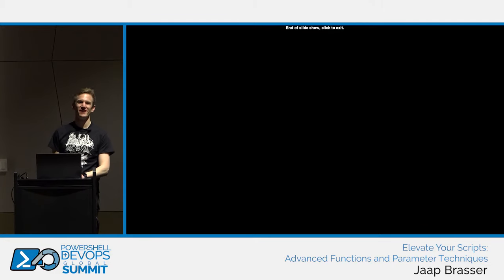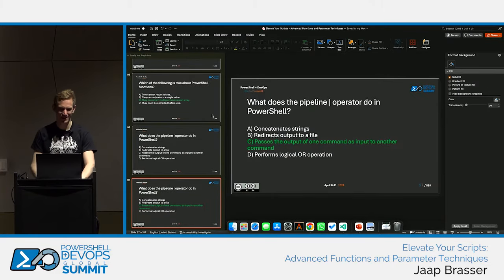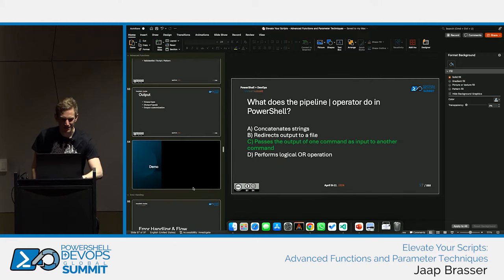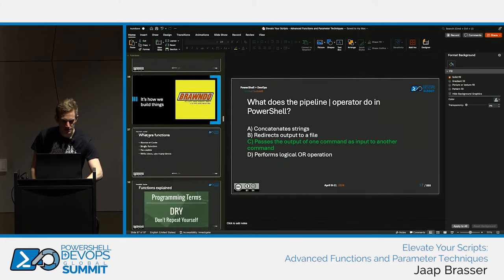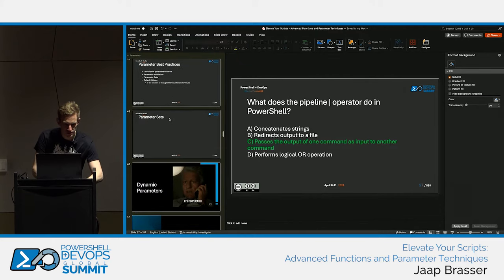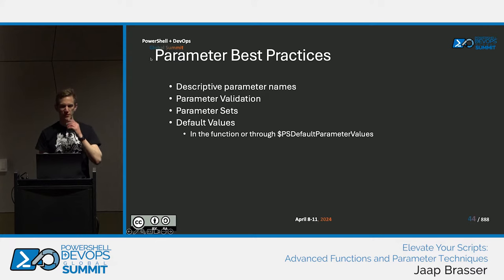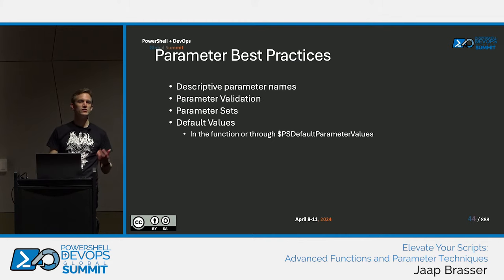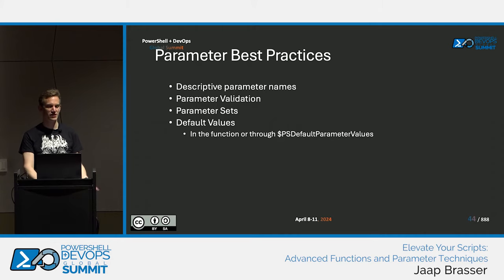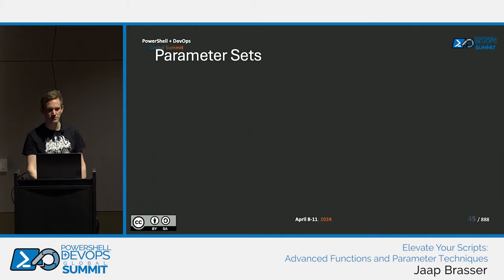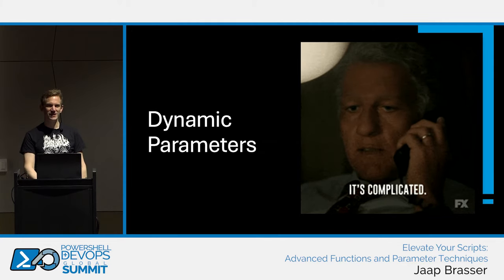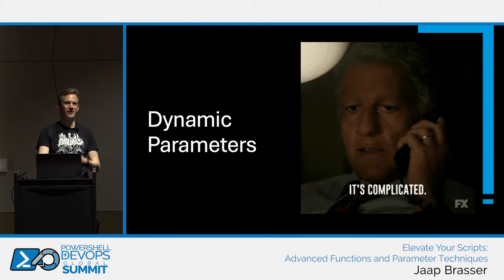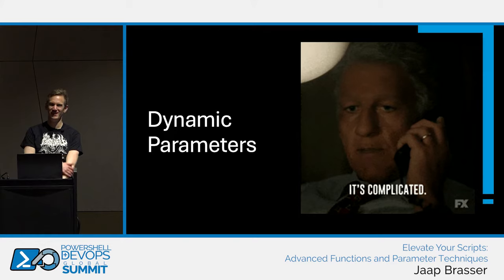Well, it's just a short break, just to get everyone back into the room. So, since we did have a break, I'll just open up the slides where we were before. So, we talked about parameter best practices: descriptive parameter names, do some parameter validation, include parameter sets. You can set default values. Dynamic parameters, I'll show them. I heard that Christian also had some use cases for it, so we're going to take a look at that.